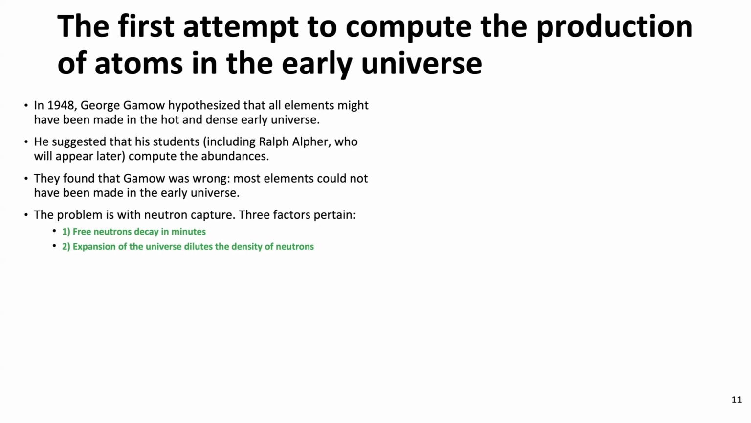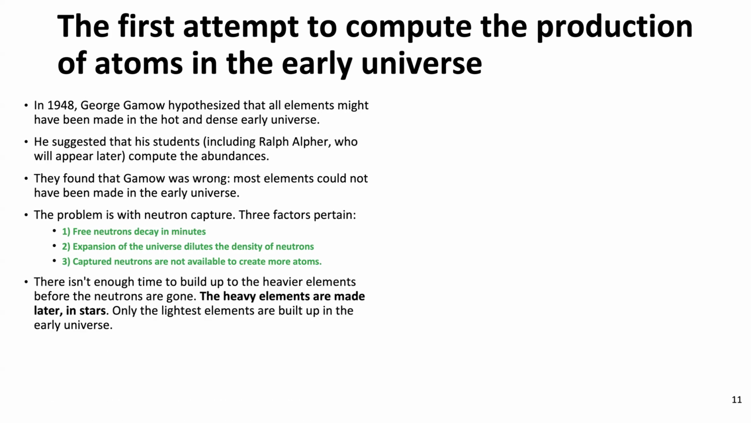So the density of neutrons available to form atoms was being reduced by the volume of the expanding universe. Third, every time a neutron found its way into the nucleus of an atom, it was removed from the cloud of neutrons that were trying to make atoms. So the more atoms that were created, the fewer neutrons were available to continue that process. And so there wasn't enough time in the early universe to create all the elements at once.